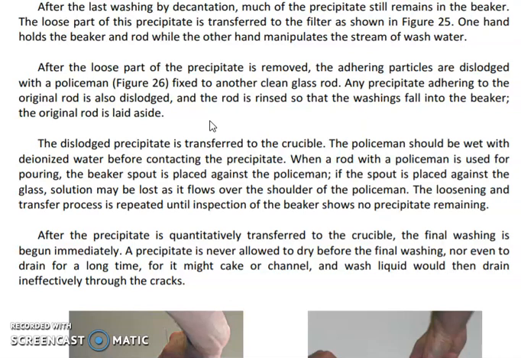The policeman should be wet with deionized water before contacting the precipitate. When the rod with a policeman is used for pouring, the beaker spout is placed against the policeman. If the spout is placed against the glass, solution may be lost. It flows over the shoulder of the policeman. The loosening and transfer process is repeated until inspection of the beaker shows no precipitate remaining.